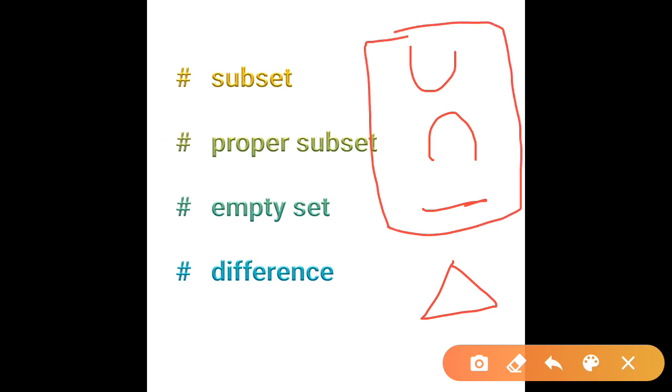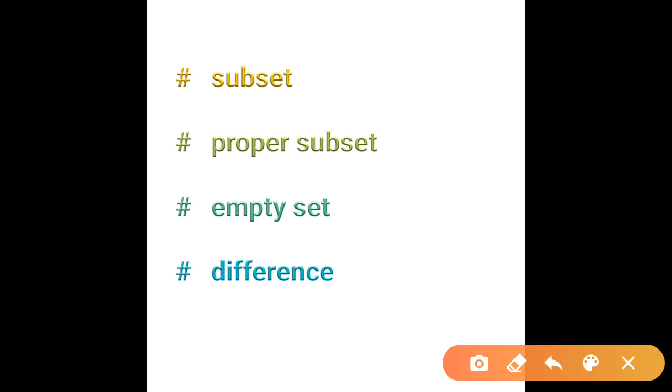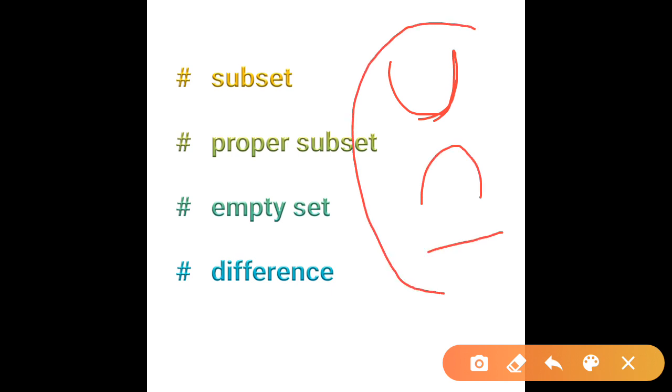But these are basic operations: union, intersection and difference. Symmetric difference is another extra operation, but the three things are the basic operations. Basic operations in mathematics mean plus, minus, multiplication and division. In a similar way, in set theory, union, intersection and difference are the basic operations.